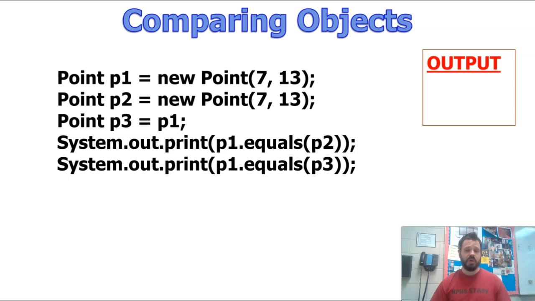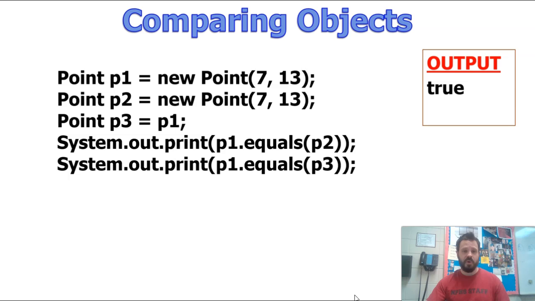All right, so let's see how our new override method works. Let's make two point objects, P1 and P2, with x set to 7 and y set to 13. And then we'll also make a third point object by, again, copying the address of P1.